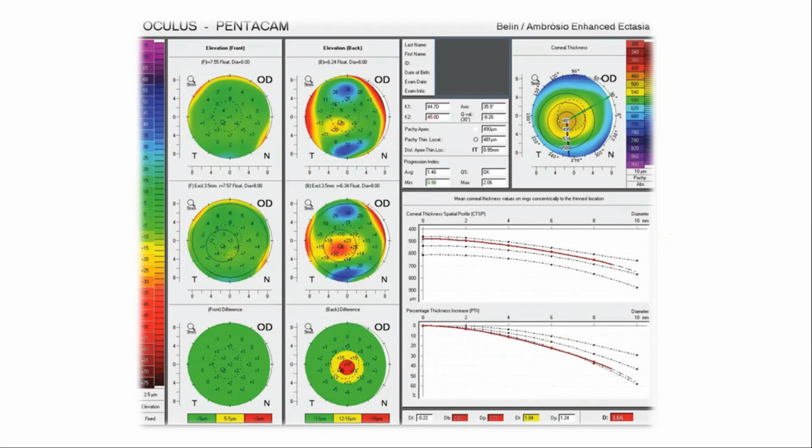What is the CTSP? Corneal thickness spatial profile. It is a measure around 22 imaginary concentric circles with 0.4 mm steps, centered on the thinnest point only. It indicates the progressive thickening of the cornea from the thinnest point to the periphery, which is plotted on a graph as seen here.